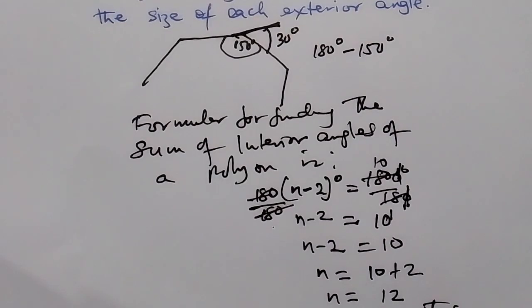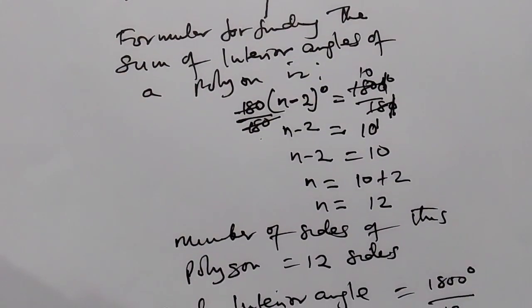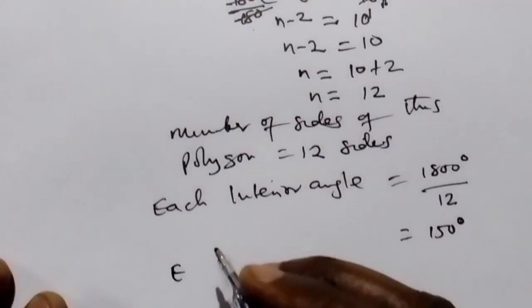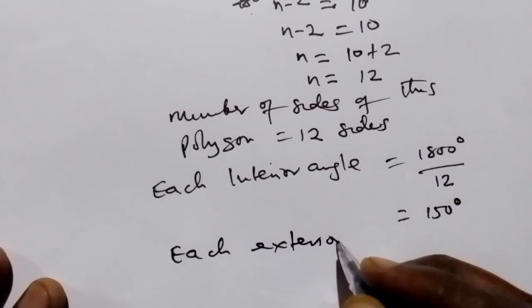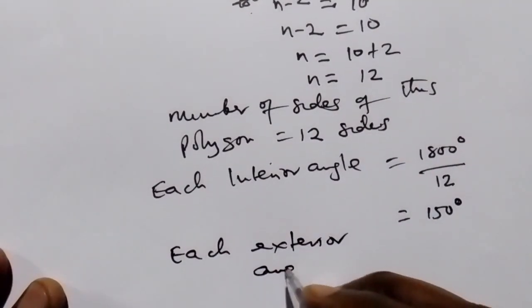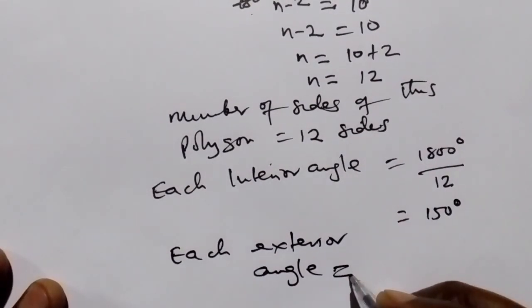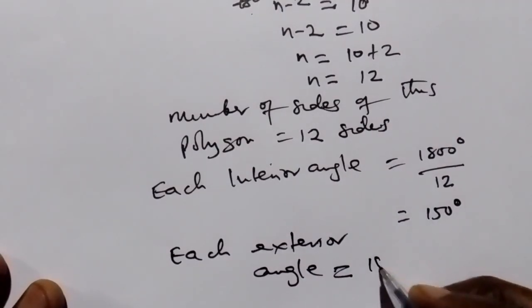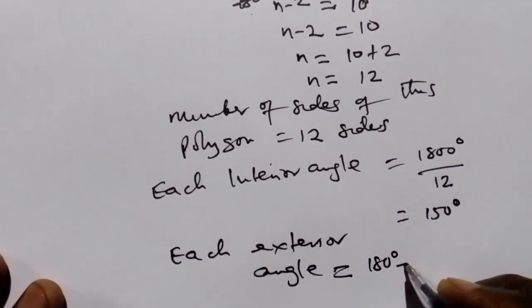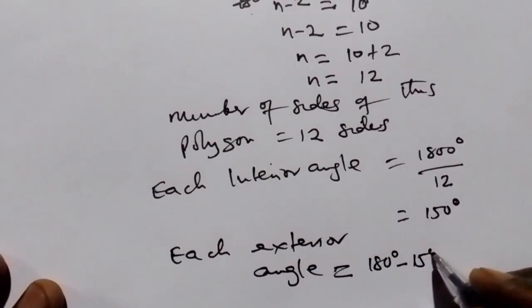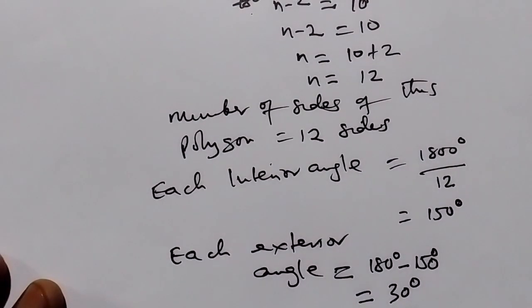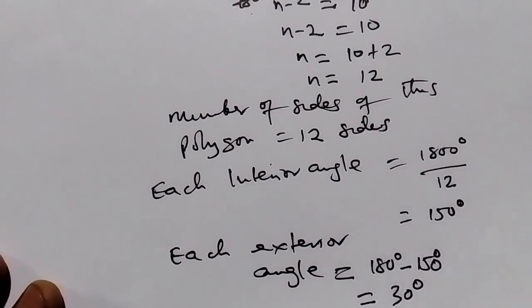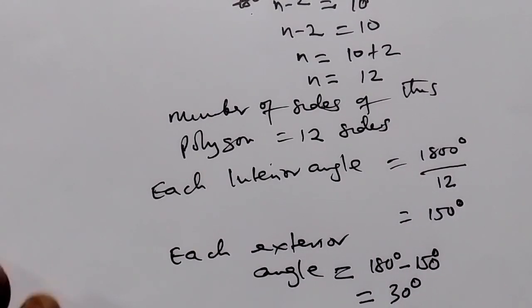Find the size of each exterior angle. So each exterior angle is equal to 180 degrees minus 150 degrees, which is equal to 30 degrees. So the size of each exterior angle is 30 degrees.